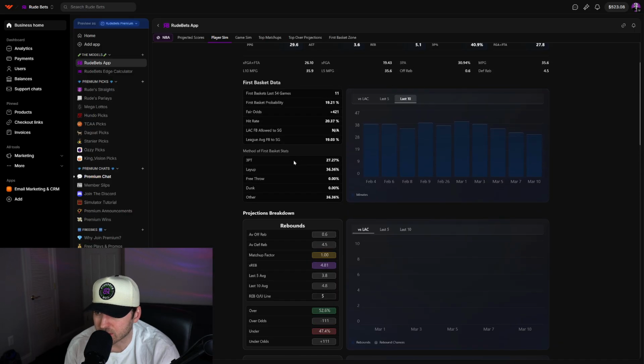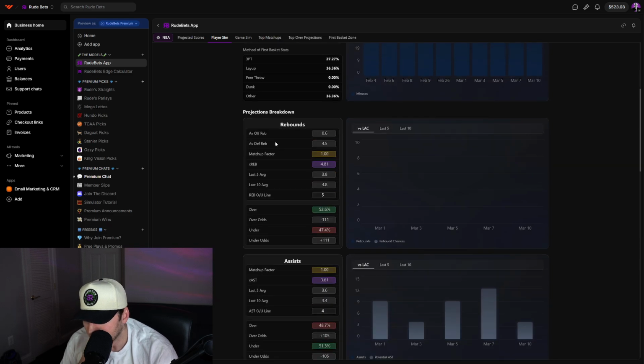Also, we do have the method of first basket stats. So of Ant's first baskets, 27% of them were 3-pointers, 36% of them layups, 36% of them the other category. You can bet on the type of first basket that you do. So you can see how often a guy scores from a certain spot. And we can also see that for the team data when we get to the first basket zone.